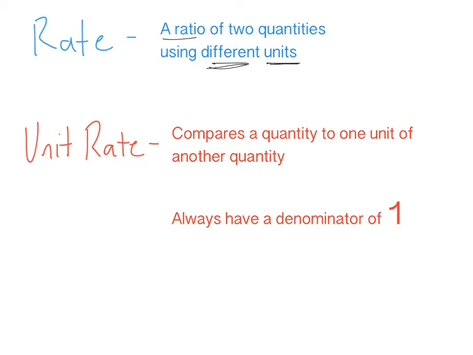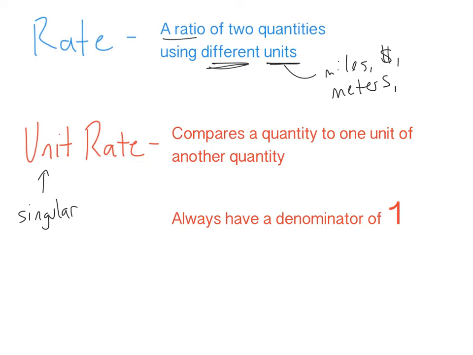So this can be a little confusing because up here we're talking about units. And when I mean units here, I mean like miles, dollars, meters, yards, etc., okay? When I say down here, unit rate, when I say unit there, I mean singular, okay? Meaning, unit rate compares a quantity to one unit of another quantity, and it always has a denominator of 1. So a unit rate is a type of rate, but the denominator is a 1. That's the easiest way to remember, okay?